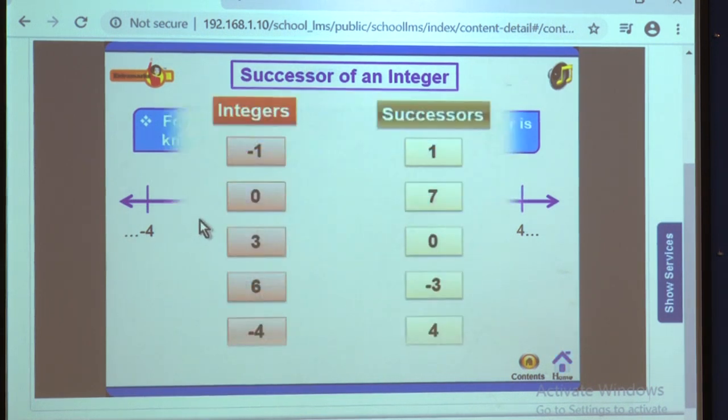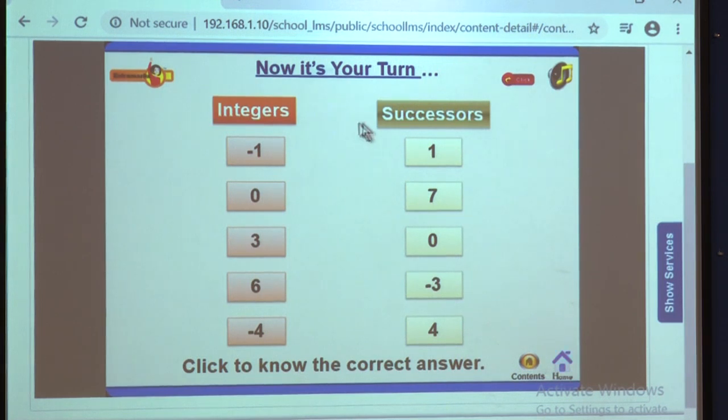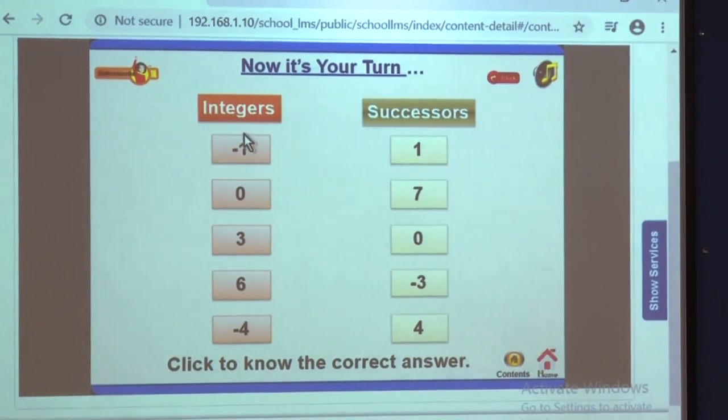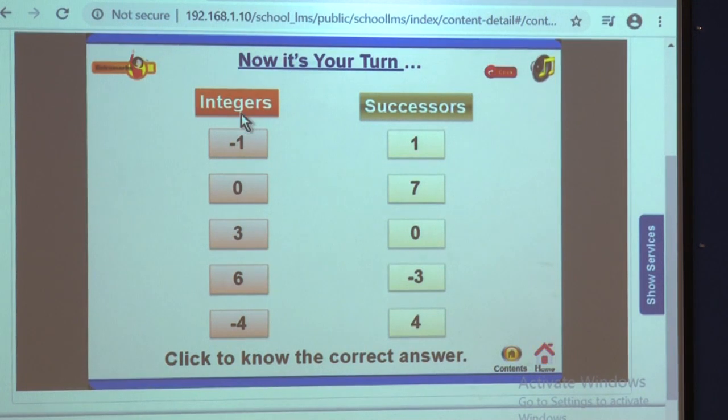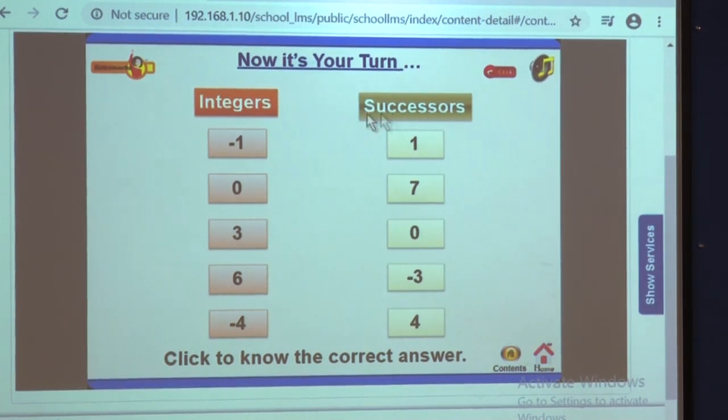Now, it is quiz time. Just think and give me the answer for integers and their successors. What will be the successor of minus 1? You know very well. What is that?